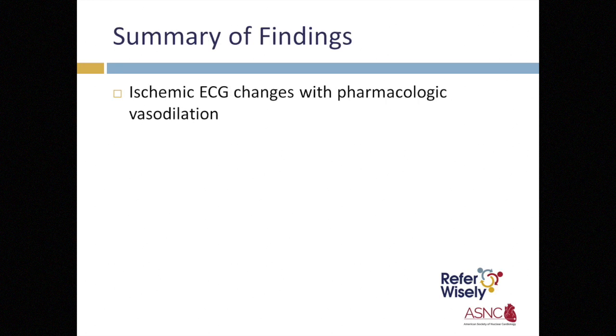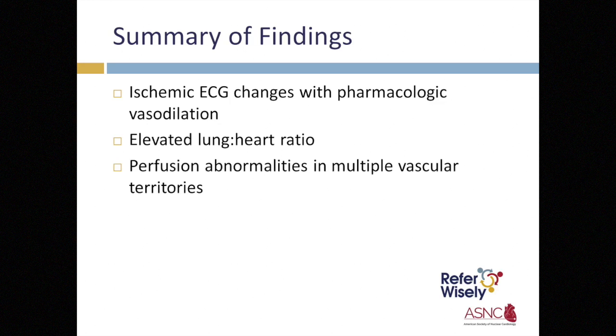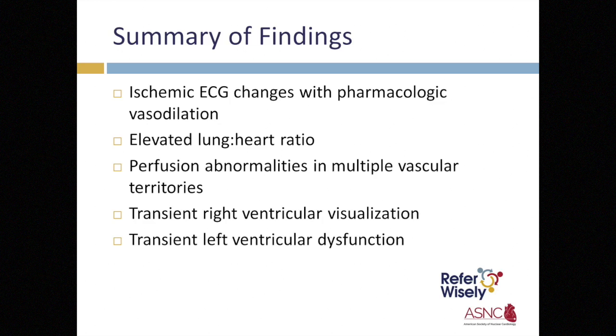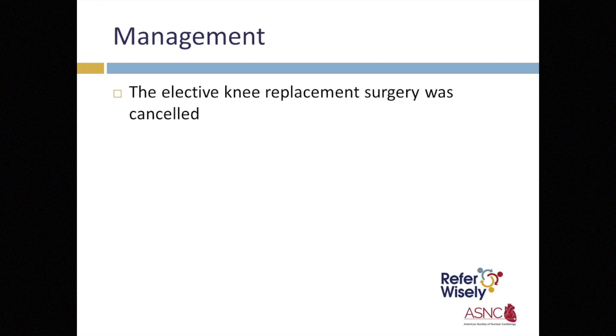To summarize the findings of the patient's stress test, he had ischemic electrocardiographic changes with pharmacologic vasodilation, an elevated lung-to-heart ratio, perfusion abnormalities in multiple vascular territories, transient right ventricular visualization, and transient left ventricular dysfunction. Once again, the intent of this discussion is not to train people to read perfusion studies. Rather, it is to make referring physicians aware of some of the factors that nuclear cardiologists consider high-risk findings on a perfusion study. Based on the findings of the stress test, the elective knee replacement surgery was canceled.